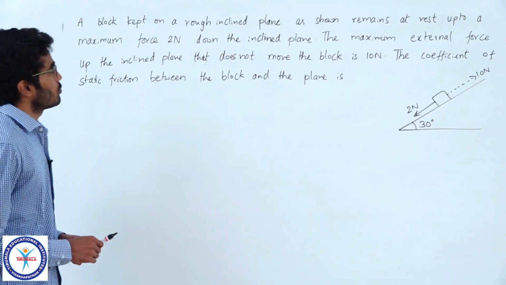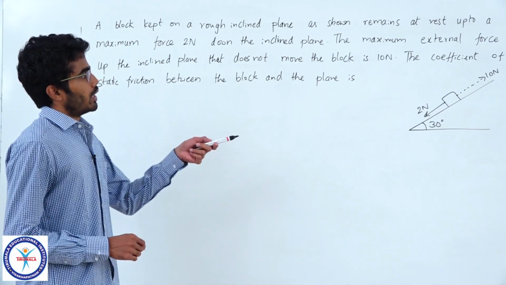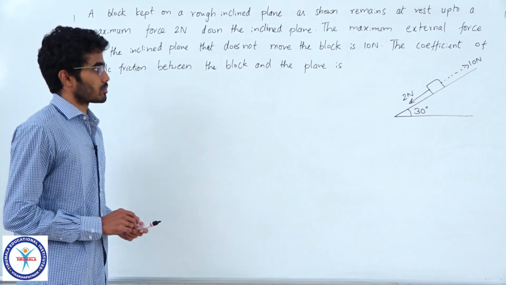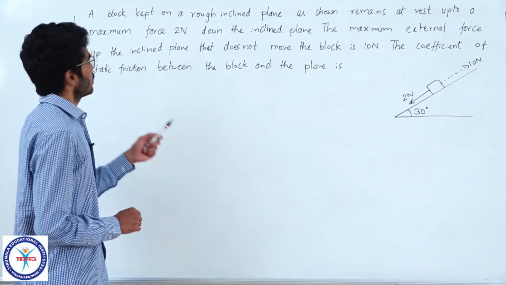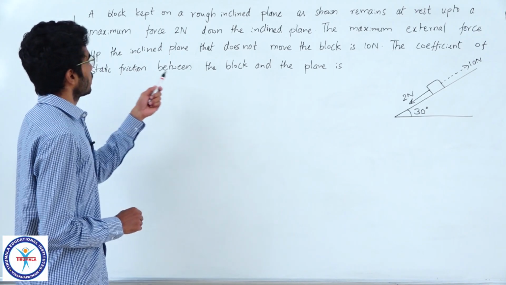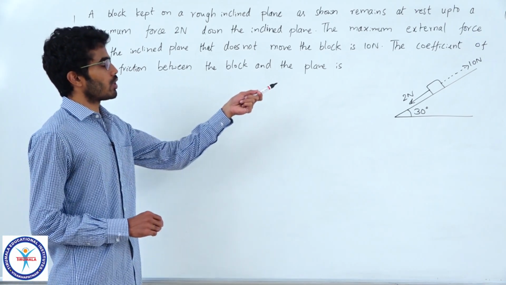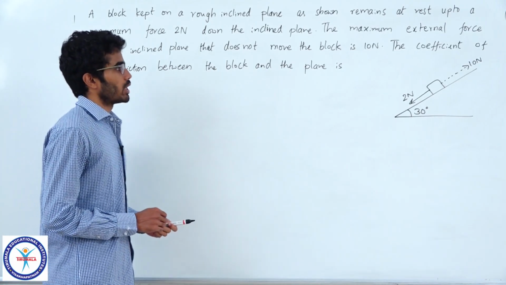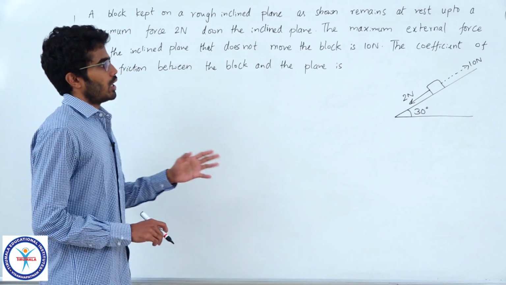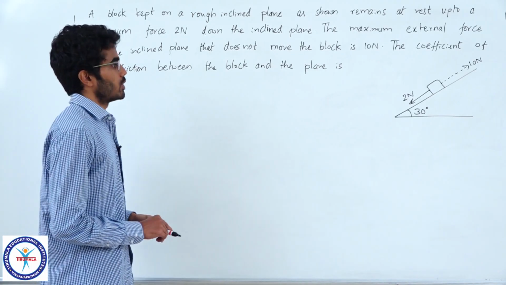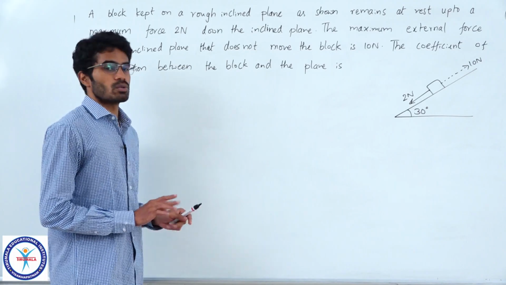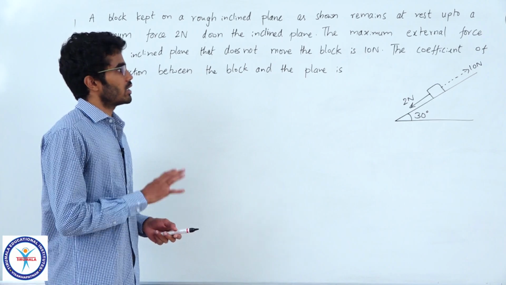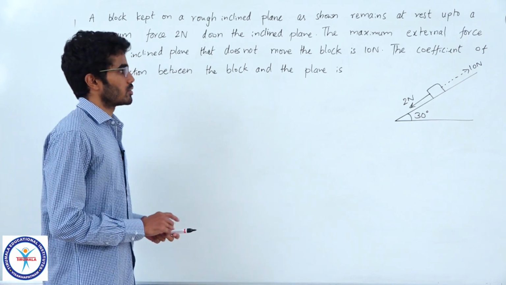A block kept on a rough inclined plane as shown remains at rest up to a maximum force of 2 newton down the inclined plane. The maximum external force up the inclined plane that does not move the block is 10 newtons. The coefficient of static friction between the block and the plane is? Now, understand the question properly. To solve friction problems, there is no particular method. We have to apply situational logic. So, understanding the question is very, very important.